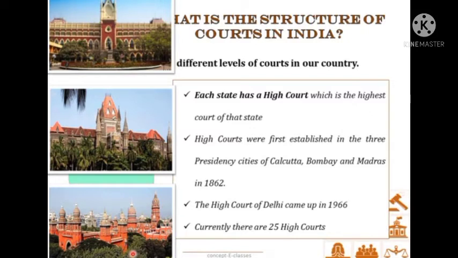High courts were first established in the three presidency cities of Kolkata, Bombay, and Madras in 1862. The High Court of Delhi came up in 1966. Currently, there are 25 High Courts, while many states have their own High Courts. Punjab and Haryana share a common High Court at Chandigarh. The four northeastern states of Assam, Nagaland, Mizoram, and Arunachal Pradesh have a common High Court at Guwahati. Andhra Pradesh and Telangana had a common High Court at Hyderabad. Now, Andhra Pradesh and Telangana have separate High Courts.